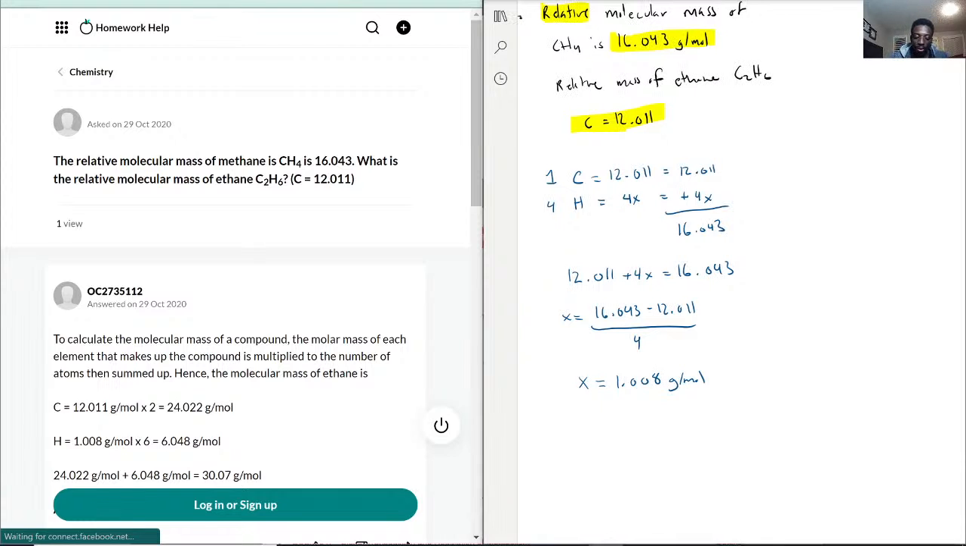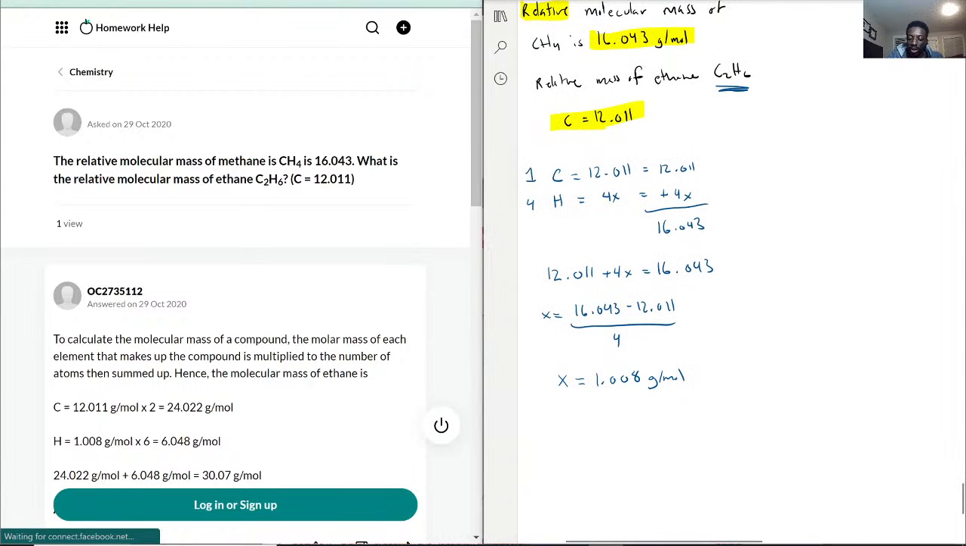And now because we know that, we can actually solve for ethane. Ethane is C2H6. So now we have 2C and 6H, times 12.011 for carbon, and for the 6H we have, based on what we got by solving the relative values, 1.008.